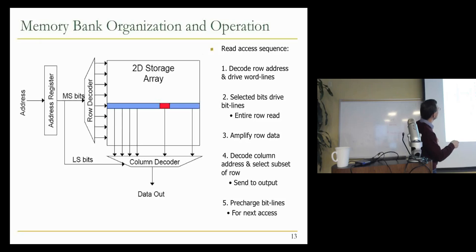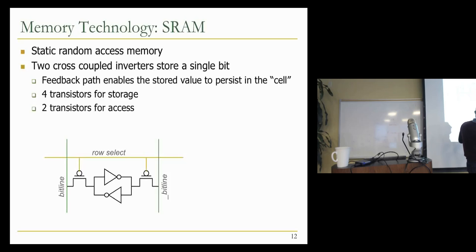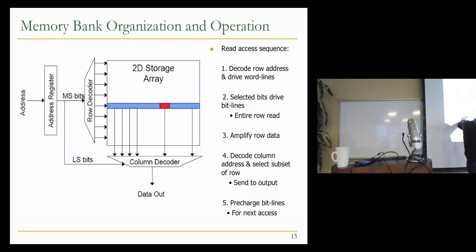Basically, if you would like to read, for example, this byte within this row, you first need to enable that row, basically supply the row address into this address register and read the row. That address is decoded, and this row is read. Basically, the selected bits over here drive the bit lines. Then the row that's selected, they all drive the bit lines. So you need to read the entire row. This row is amplified somehow, as I described, and then you need to select a byte from this row. This happens with another set of address bits. This is the column address, and there's a column decoder that muxes out the right bytes based on the column address. And this is sent to the output. That's basically a read access sequence, if you will.